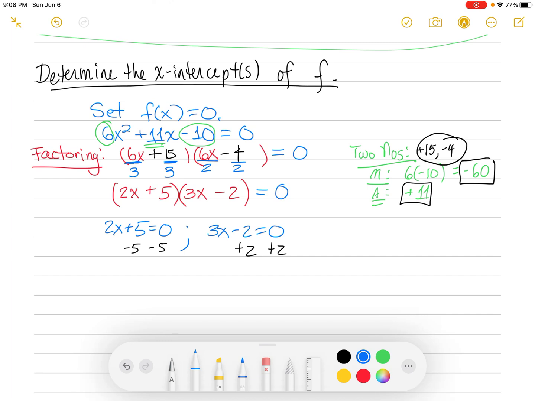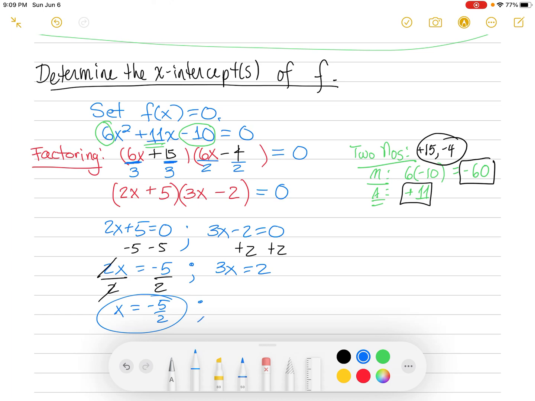So for the first equation we're going to have 2x equals negative 5, and for the second equation we're going to have 3x equals 2. Going back to the first equation, we have 2x equals negative 5. We have to get rid of the multiplication by 2, so we're going to divide both sides by 2, in which case the 2's cancel on the left side, and we're going to get x equals minus 5 halves.